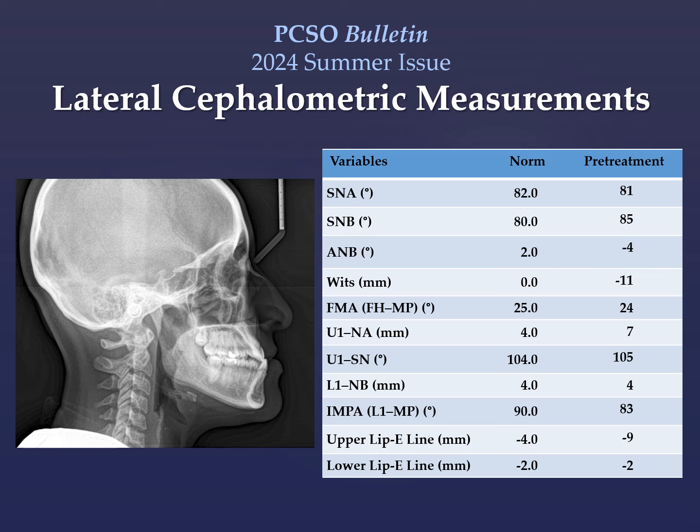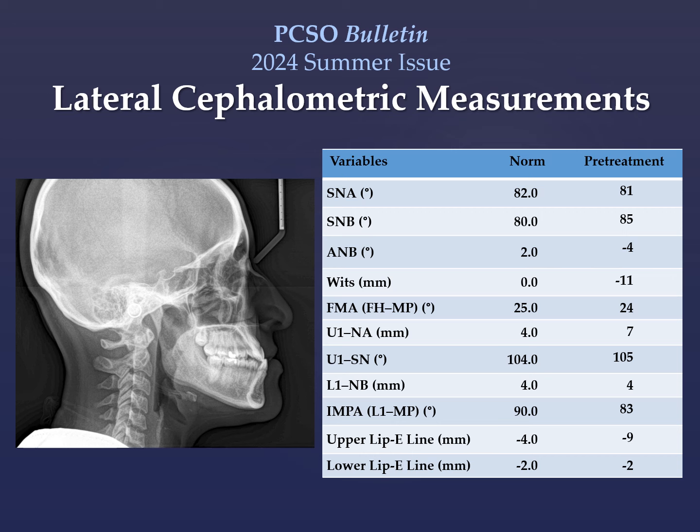This is her initial lateral ceph with corresponding measurements. Her analysis revealed a skeletal class 3 pattern with an ANB of negative 4 degrees, a Wits of negative 11 due to a hyperplastic mandible. Her SNA was 81 degrees and SNB measured 85 degrees. She was normodivergent with an FMA of 25 degrees.